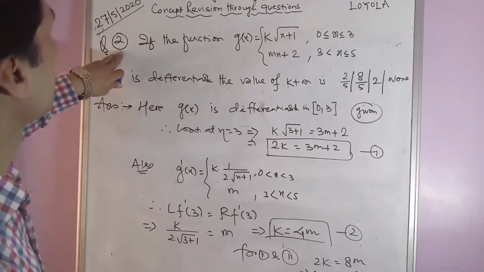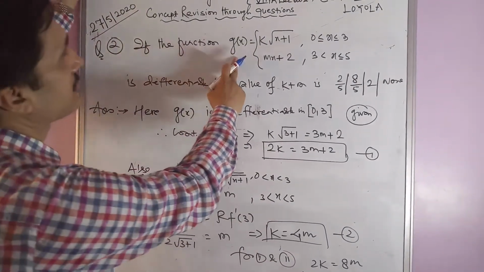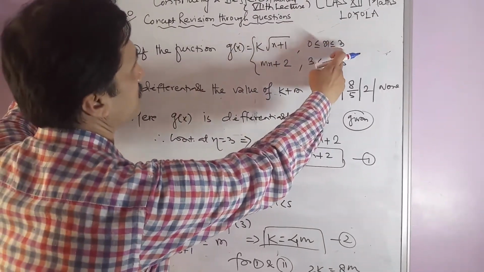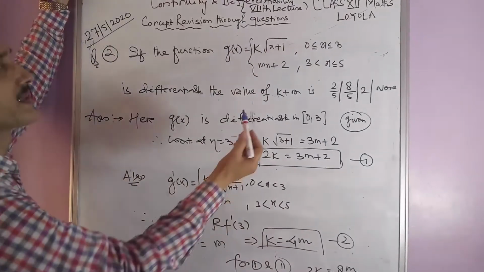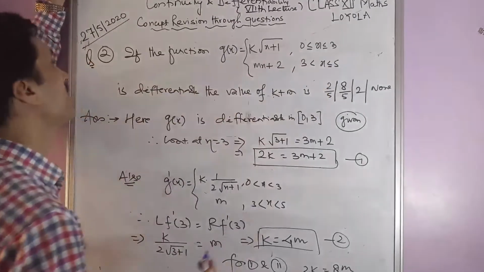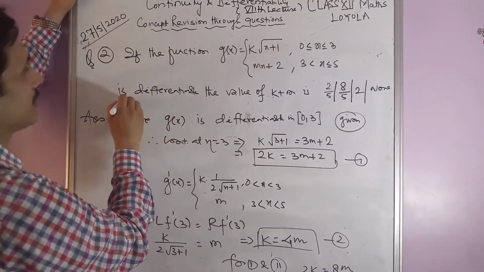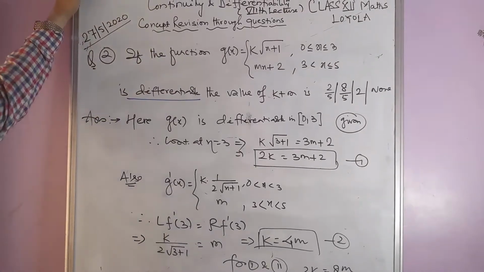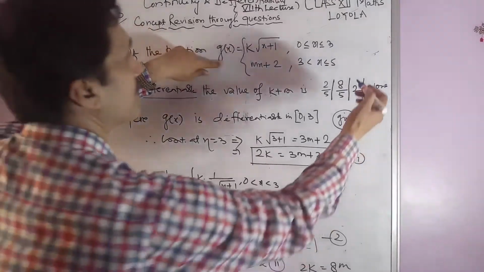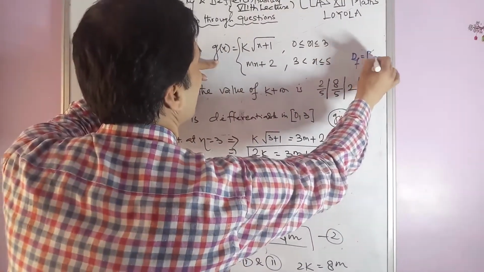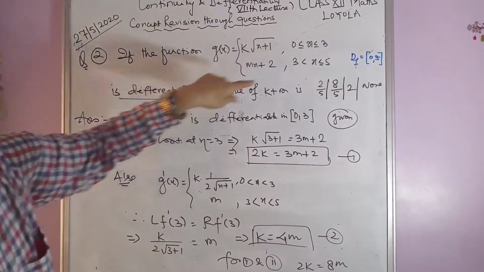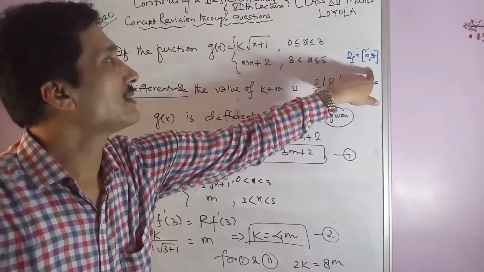The next question: if the function g(x) equal k under root x plus 1, x lying between 0 to 3 including end point, mx plus 2, x lying between 3 to 5 including 5, is differentiable, the value of k plus m is. Here the domain of the function is closed interval 0 to 5. Function is differentiable means differentiable in this interval.